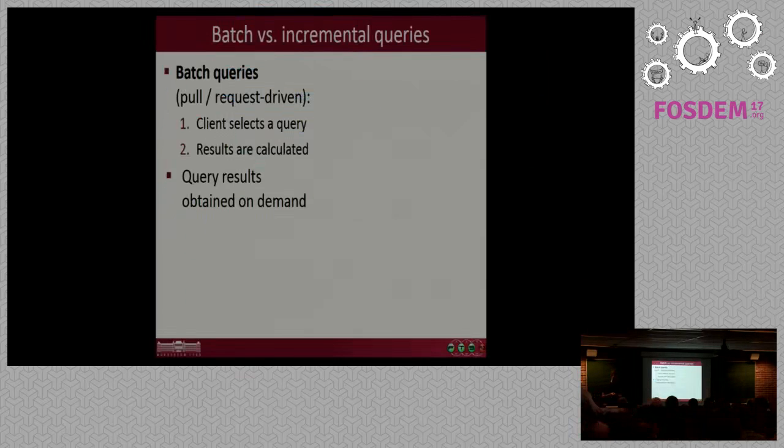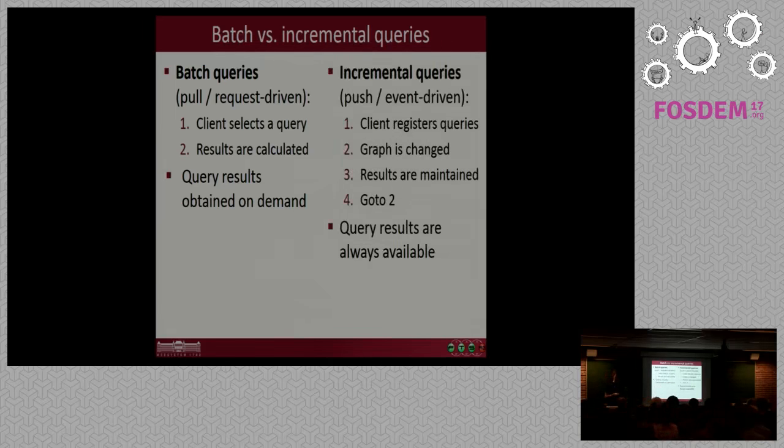So to summarize, usually graph databases and relational databases use batch queries, which are more request driven. There is a client, and the client issues a query, the database calculates the query results, and it returns the results. The results are obtained on demand, so the client has to specifically ask the database for the query results. In contrast, incremental queries are more event-driven, so the client registers a set of queries in advance, and then for each change in the graph, the results are maintained, and this is a continuous loop. The query results are always available for the client.